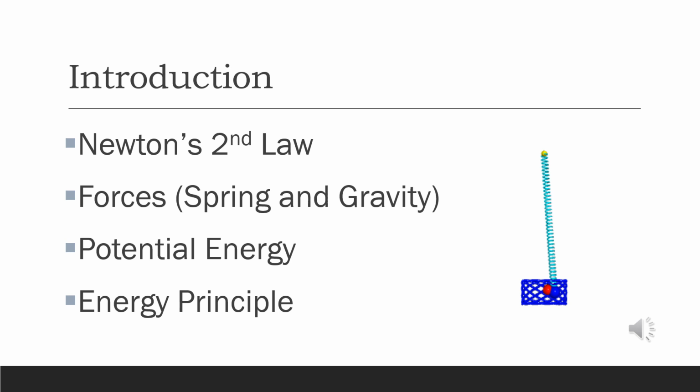Spring and gravitational forces determine how much force is used on an object in relation to the spring or the gravitational body nearby. Potential energy is the energy stored up in an object, and the energy principle states that energy can neither be created nor destroyed but may be transferred from one form to another.